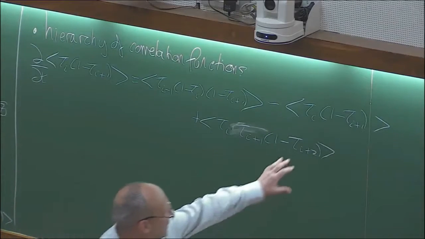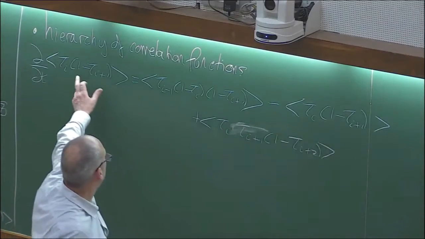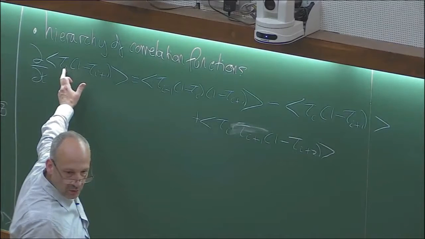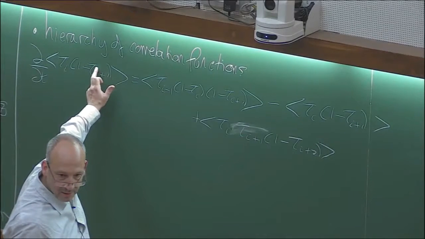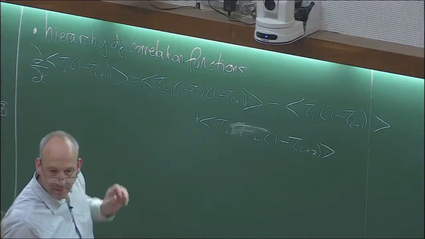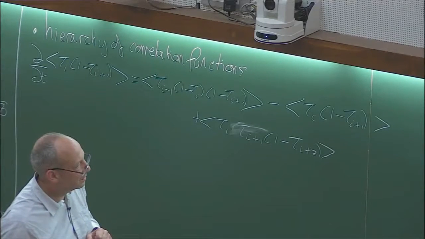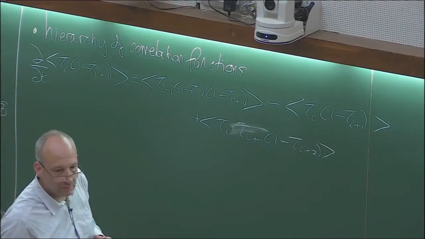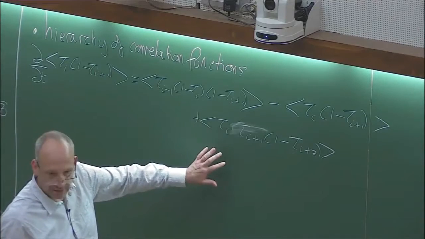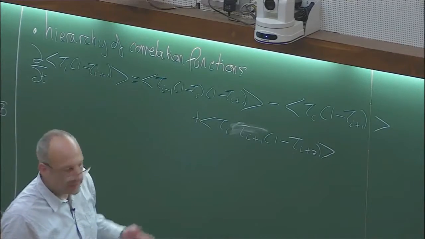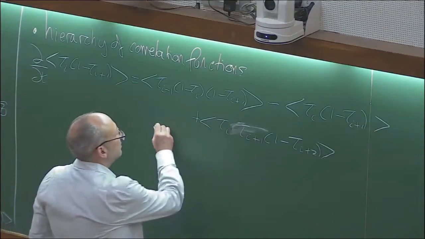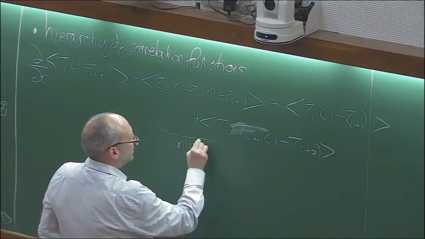Sorry? The second term comes because these particles can hop from here to here. I'm sorry? No, that one, no. These ones, yes. Okay, but anyway, generally it involves three-point correlation functions.